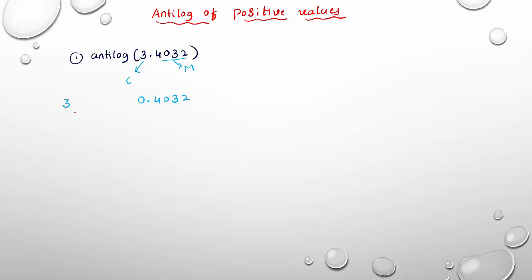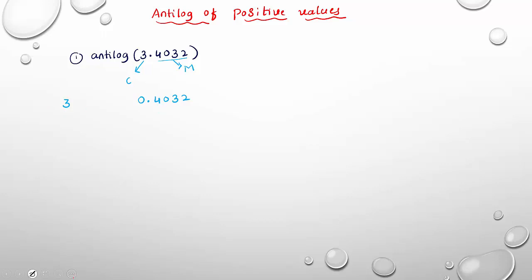Now the first step you have to remember here is completely different from log. We already studied in the previous video lecture that for log of given number, if there are 4 digits, 4 minus 1 equals 3, that gives the characteristic. But here it is exactly opposite to log. So here the characteristic is already given as 3 and the mantissa is 4032. We are dividing this number into two parts.